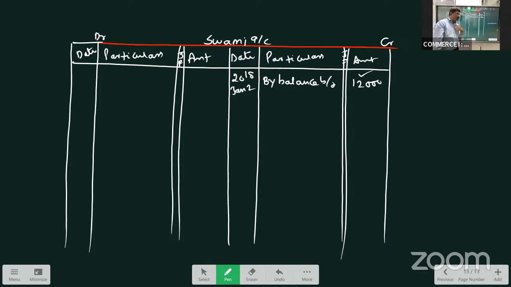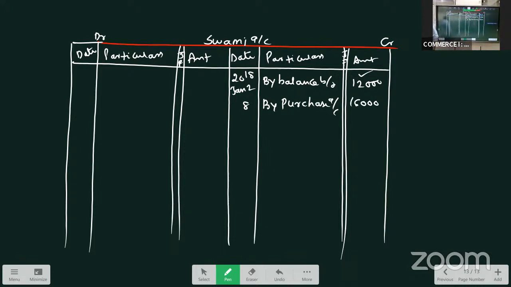We have purchased goods from Swami. So goods are going away from Swami. Swami is the giver. Giver is to be credited. So it will appear on the credit side by purchases. What is the amount? 16,000. Okay. Then goods returned to Swami.